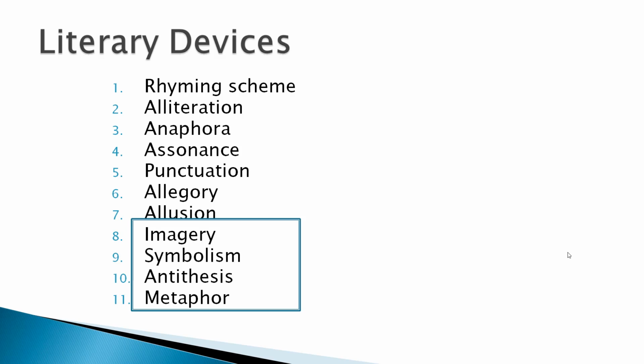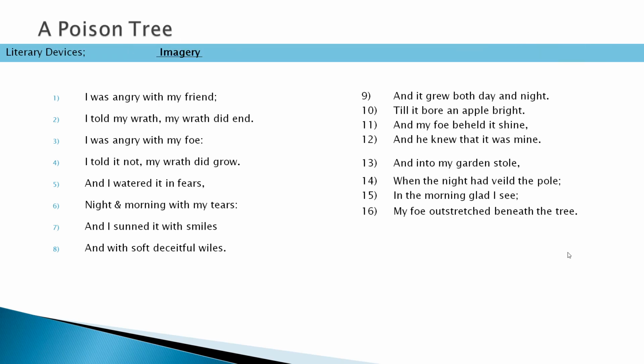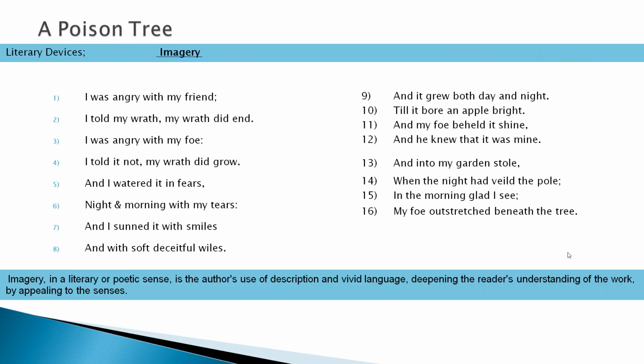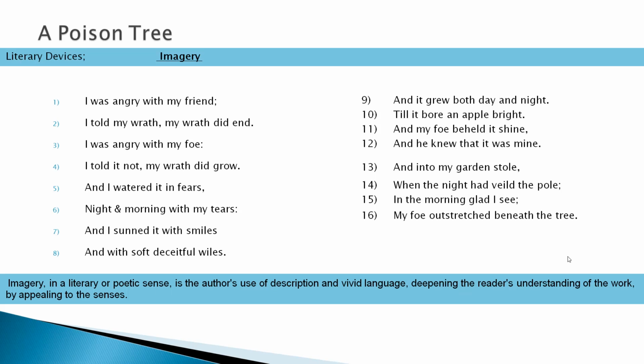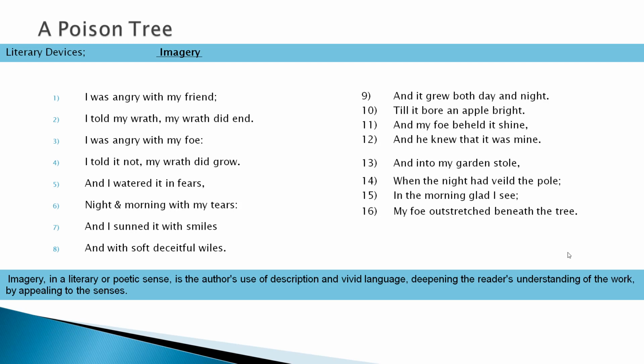So let's start with imagery first. What is imagery? Imagery is a kind of description or vivid language which a writer uses to enhance the understanding of the reader. This vivid language appeals to the senses of the reader. It taps into the senses of the reader.